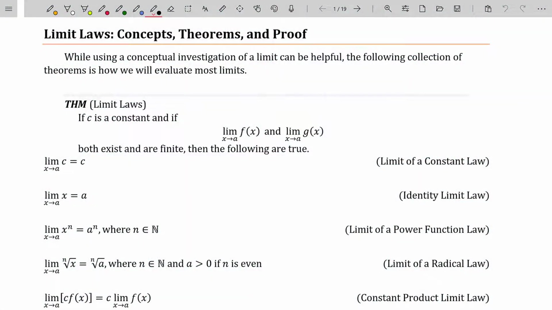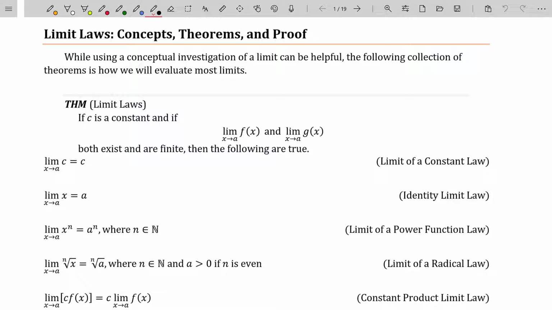Hello, my name is Roy Simpson, professor of mathematics at Cosumnes River College in Sacramento, California. This video is for differential calculus, and it is your first step into the limit laws. We're still not into the true definition of a limit.